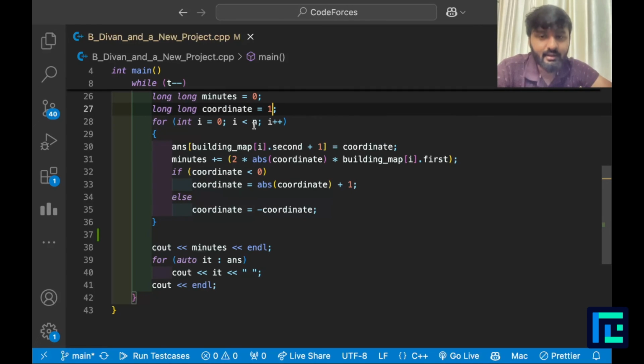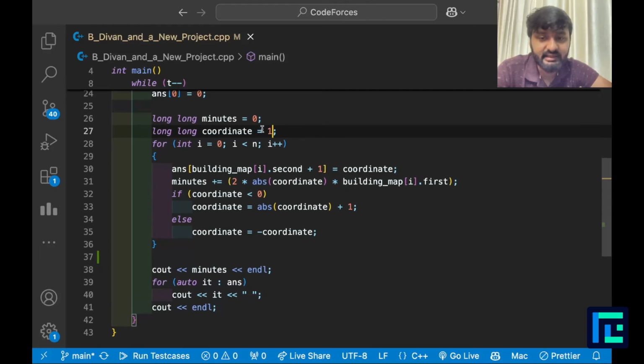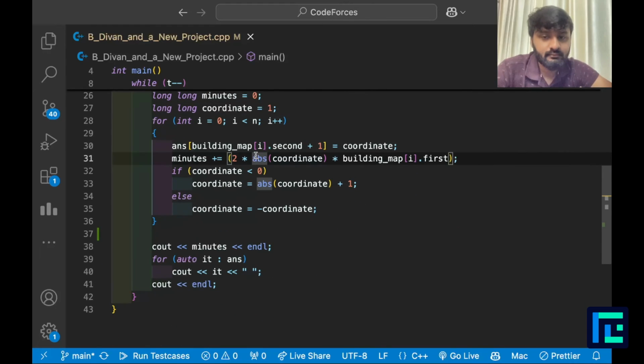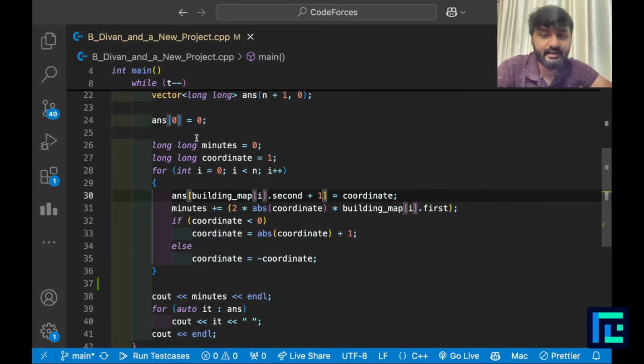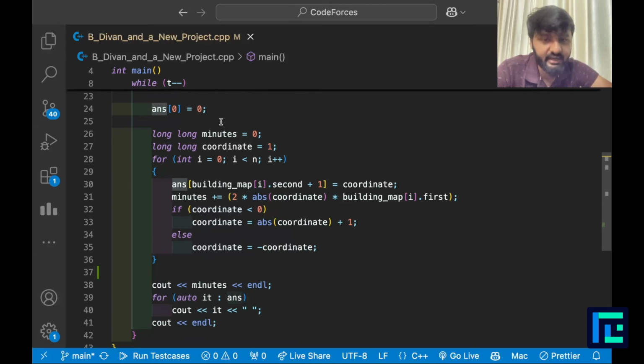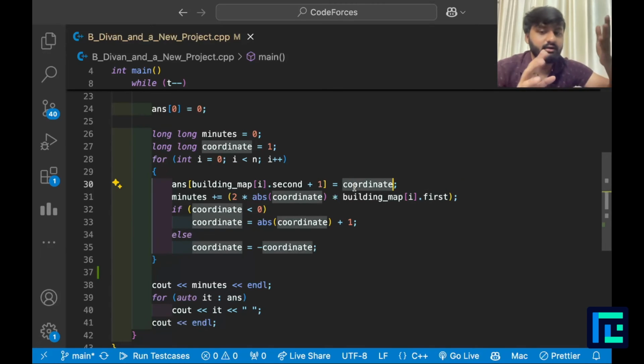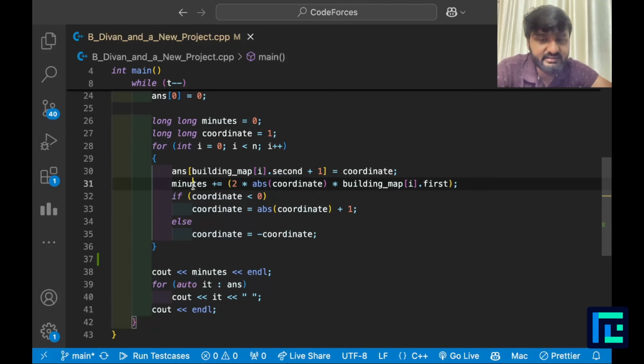I go to every building in this particular building map that I created. Now I'll say answer of building map of i dot second, that is the index, plus 1. Why plus 1? Because I am basically maintaining 1-based indexing in this answer since 0 already was occupied. So I need a plus 1 over here, equal to the coordinate. So coordinate 1, you can imagine, gets occupied right now. Then how many minutes do I get added? 2 by 2 because there's a round trip. So 2 into absolute of coordinate.